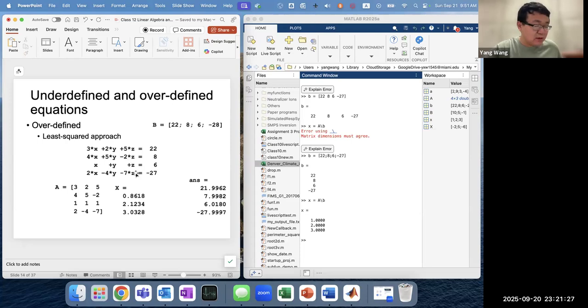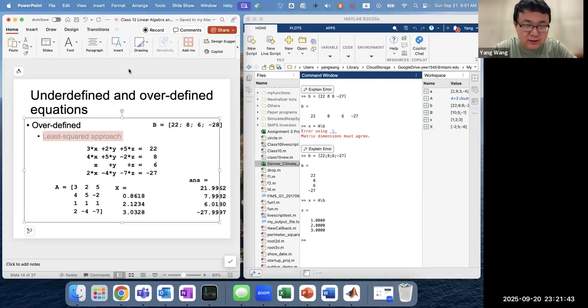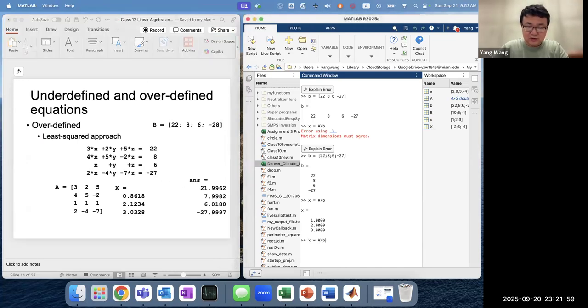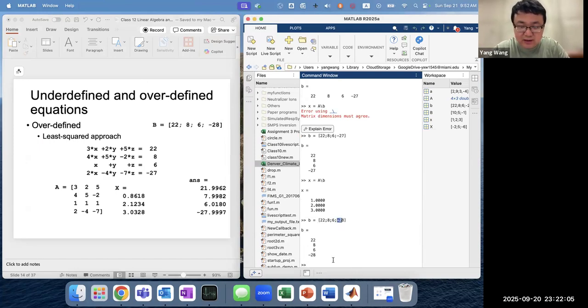Okay, so then you may ask, how do we make sure that the final solution is as close to the accurate solution as possible? In MATLAB, the left division method uses the least squares approach. Basically, it estimates how far your solution is from the original definition. For example, now we change this final value here from minus 27 to minus 28. We just changed this value by 1.